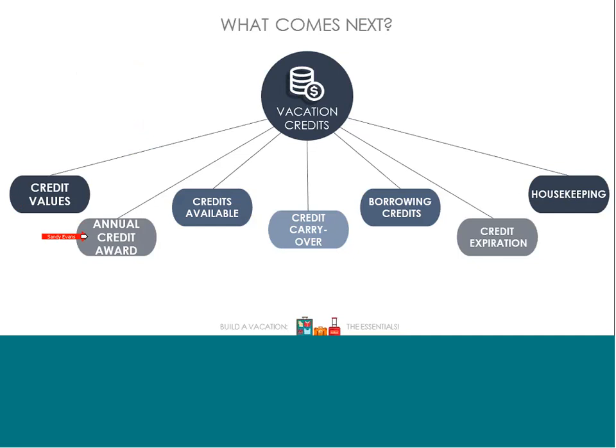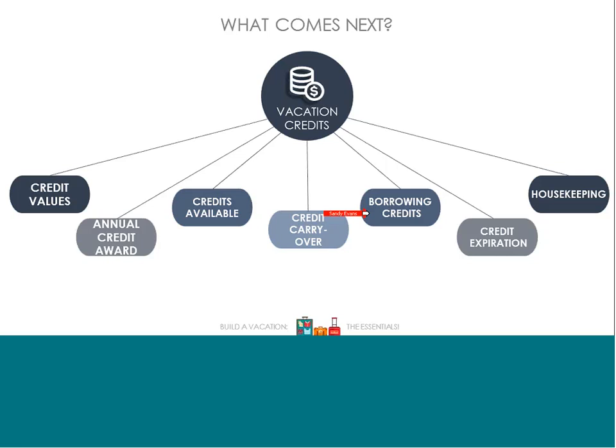Annual credit award. Your vacation credits renew annually on the first day of your anniversary or sale month in the amount owned or upgraded. And credits available, these are the total number of vacation credits available for use in your account, including any that may have carried over from the prior year that you didn't use. Credits of carryover are those that automatically carry over to the next year. They do expire 24 months after the original award date.